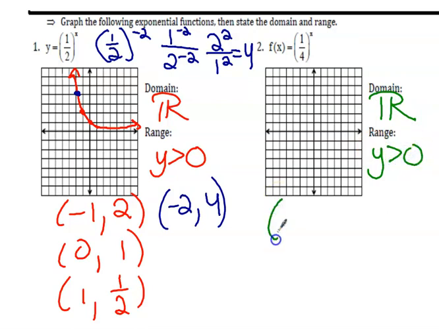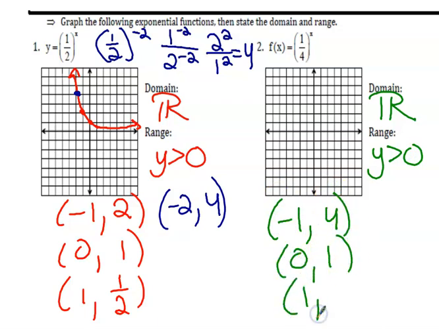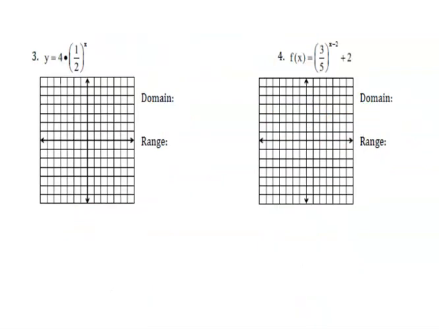When we have 1/4, if I plug in -1, I get the answer of 4. When I plug in 0, I get 1. And when I plug in 1, I get 1/4. Okay, so graph those. Again, this is just kind of an additional part to what you did on day 5. Okay, that's why I'm moving a little bit faster just to get through this.